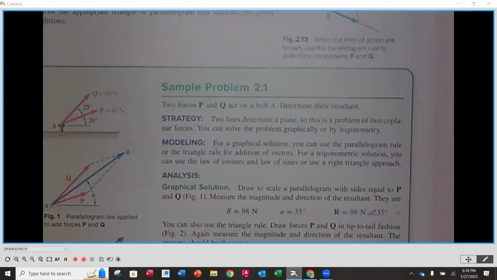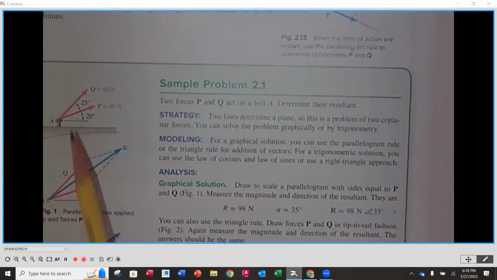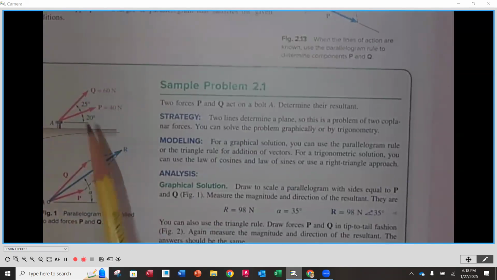So it says here, forces P and Q, over on the left-hand side, act on a bolt. We want to determine their resultant. They kind of look familiar to some of those vectors we were looking at in our examples. But now, not only do we have the length of the vector and which direction it's pointing in, we also have labels. For instance, P is 40 newtons and Q is 60 newtons, and then we're given the angles that they're at. So we're given both magnitude and direction. They want us to determine the resultant.